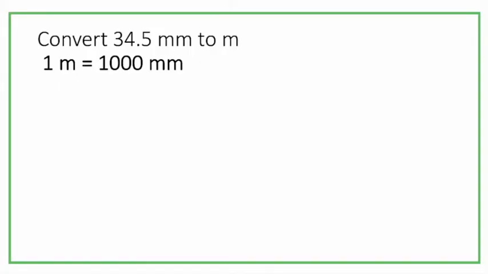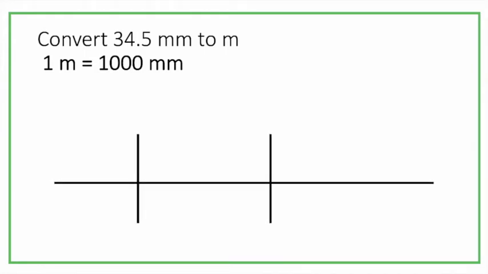So we are asked to convert 34.5 millimeters to meters, and we're given the conversion factor 1 meter equals 1,000 millimeters. Now the first thing we're going to do is put the measurement we want to convert from in the upper left-hand part of this grid. That's going to be 34.5 millimeters. It's very important to write the units down here. Don't forget them. I'm going to put a smiley face down here just because I think it's cute.